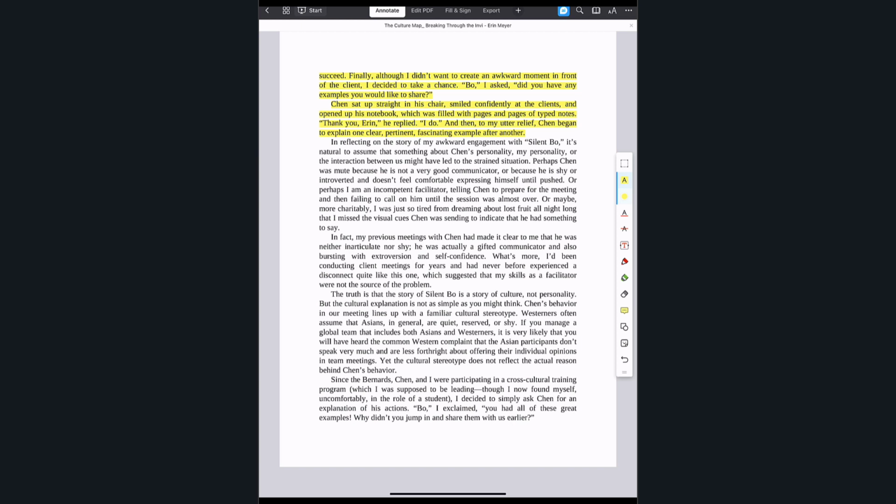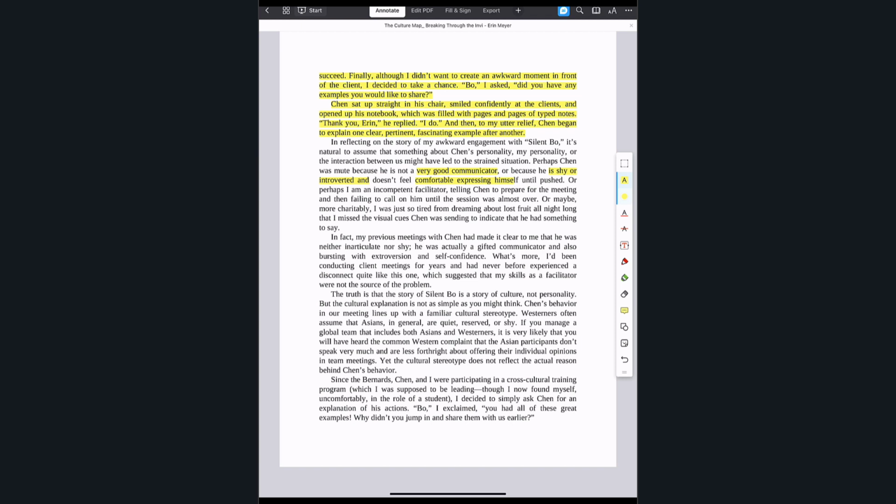Anyway, I don't necessarily have to go through the description more, but here Chen is a person who is an excellent communicator. He is not like a shy person or introverted person. He is very comfortable expressing himself. But then he was not speaking up.